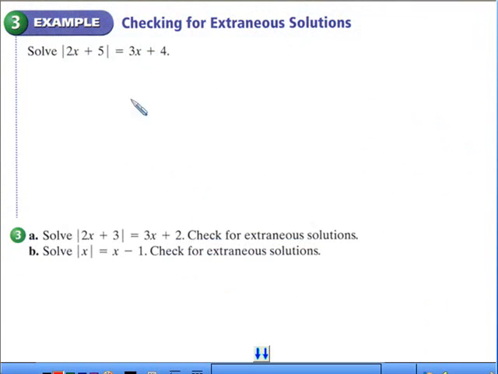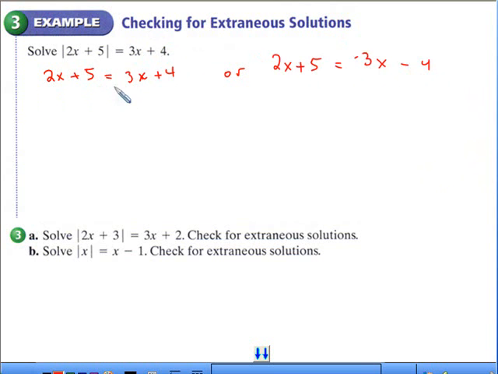Extraneous solutions. The absolute value part right here is by itself, so we can split them up. The first one is the exact same thing: 2x plus 5 is equal to 3x plus 4. That's our first one. Or, now remember, what's inside the absolute value stays the same: 2x plus 5 is equal to, and remember we had to change everything over here to the opposite. So if it was 3x, it becomes negative 3x, and if it was 4, it becomes negative 4. Then let's work it out.